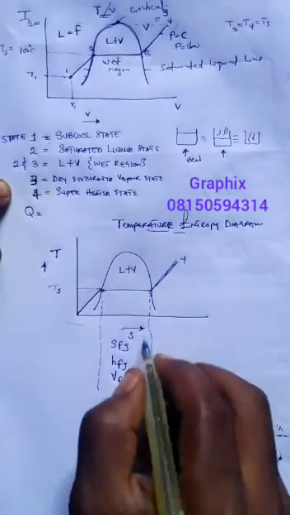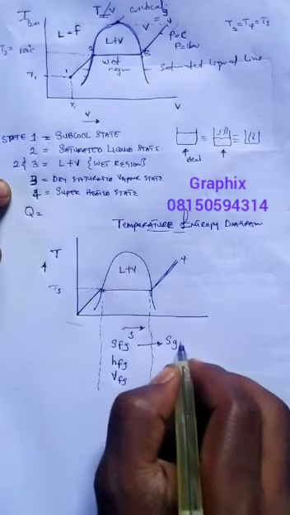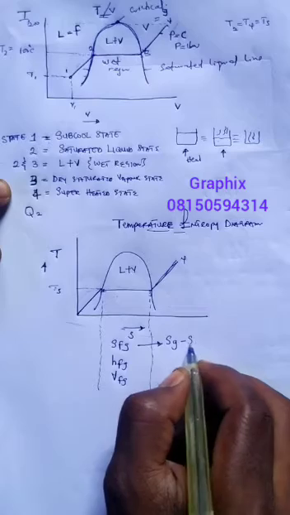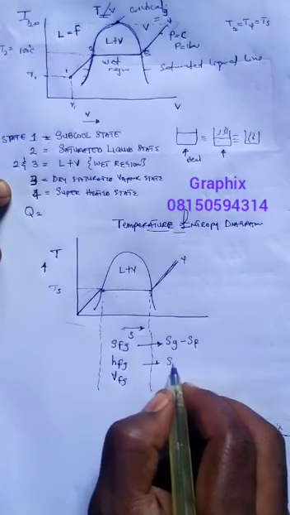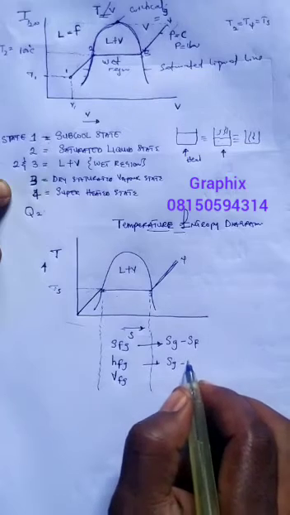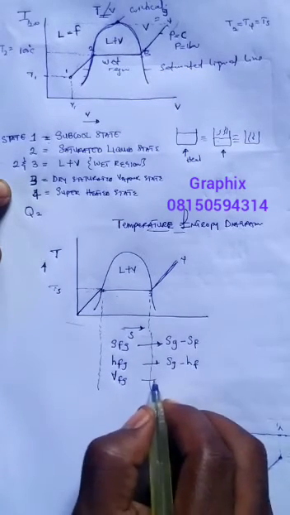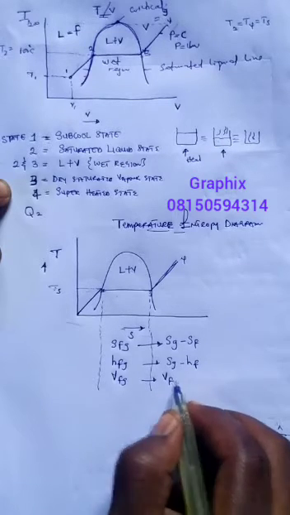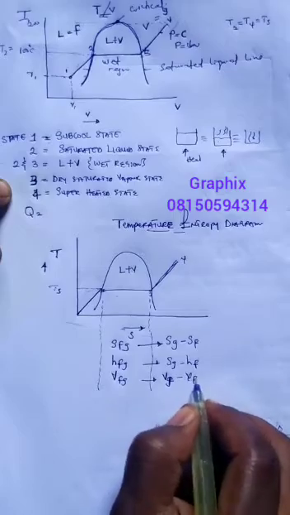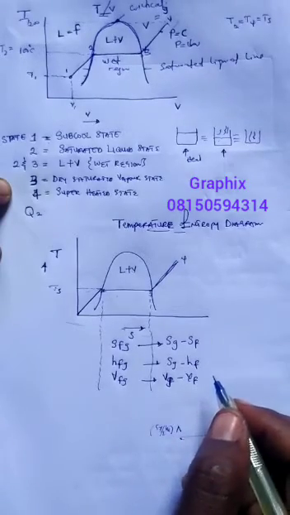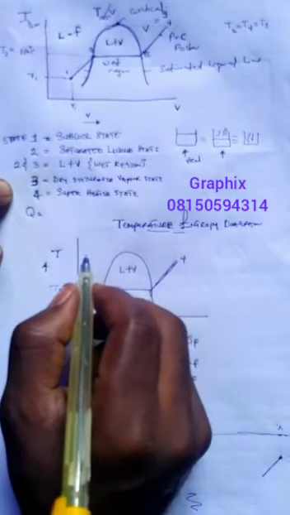Are we good? So my SFG is telling me it is what? SG minus what? SF. My HFG means what? HG minus what? HF. My VFG means VG, specific volume, minus what? That is VG minus what? VF. Are we good?